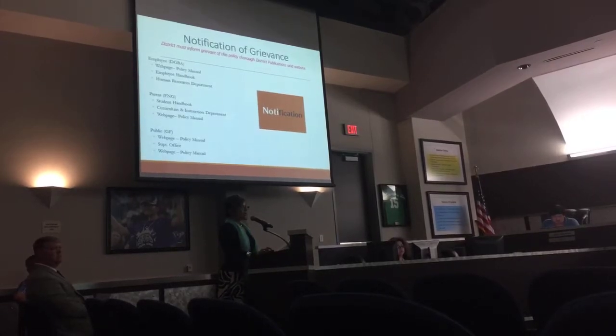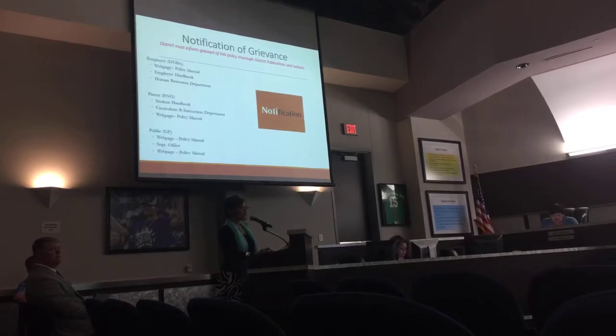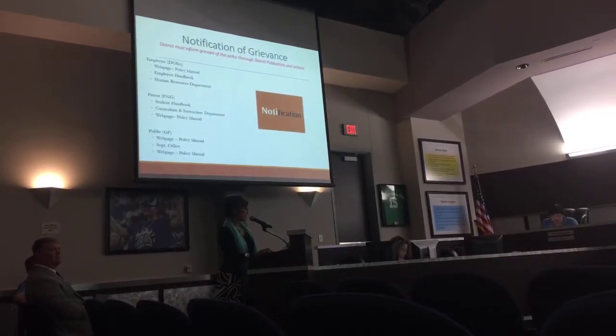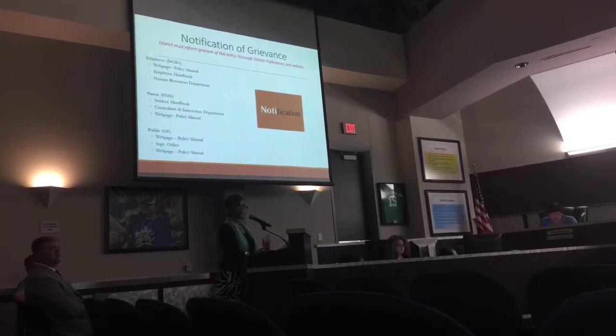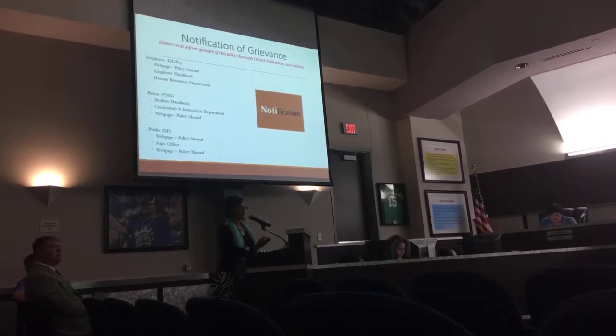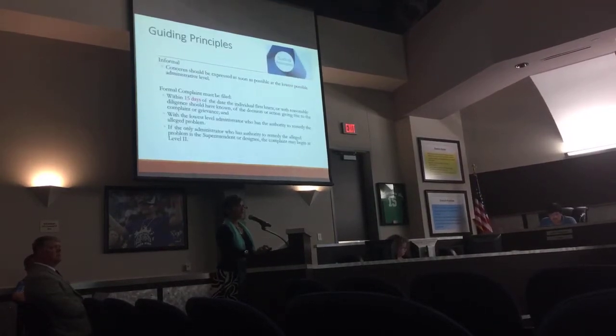And then the last type is for the public, which is policy GF. Again, same place, webpage or in the policy manual. You can also find that through the superintendent's office. They can guide them where to locate it, or the public relations department, or even the human resource department. And then finally on the webpage.